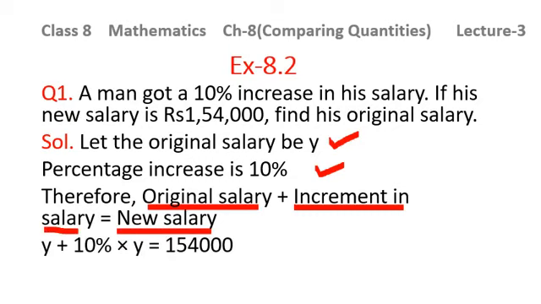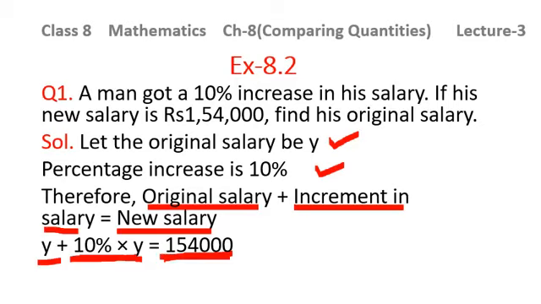So we have taken original salary as Y plus increment is 10%. So 10% of Y will be equal to 1,54,000. That is the new salary given to you. So I am explaining the equation again. Here new salary is given to us and increase is given to us, and we have taken original salary as Y. Percentage increase is 10%. Therefore, original salary, that is Y, plus 10% of Y, because increment will always be calculated on the original salary, and then we will be getting the new salary.